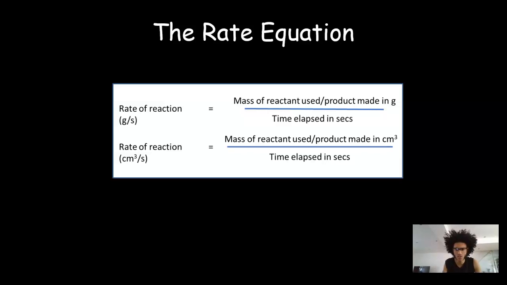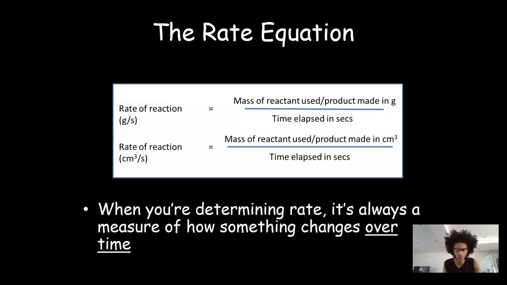There are a couple of things that you need to remember, which I think is quite useful for the whole of science. First, when you're determining rate, it's always a measure of how something changes over time. So time is always going to be at the bottom of these equations. You're always dividing by time. The only difference between them is grams and centimeter cubed. In questions, you're usually going to get the volume of gas produced, so you're usually dealing with centimeter cubed per second, sometimes per minute if they're being quite mean.